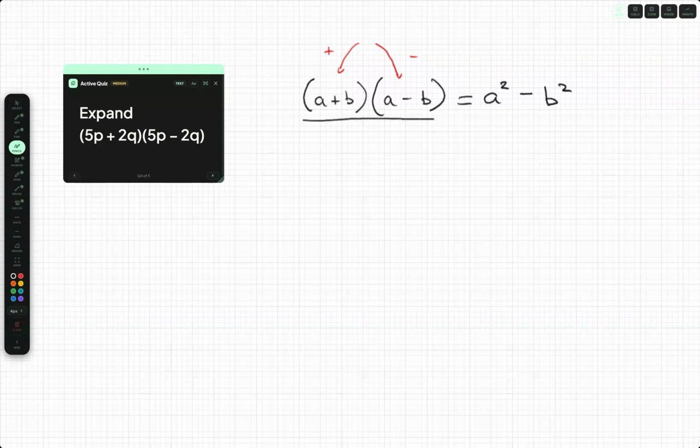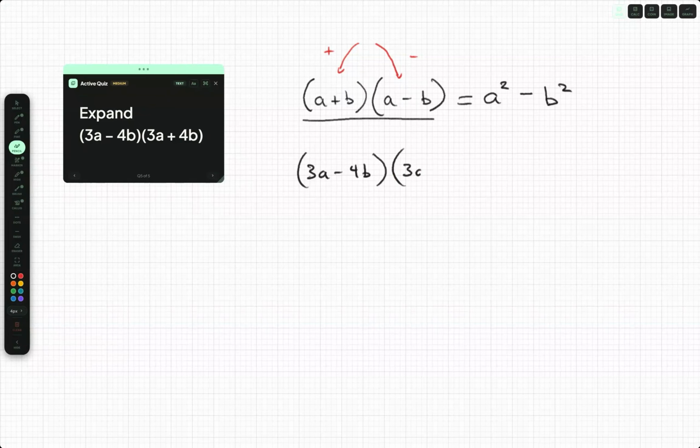Alright, let's do the last one now, which is 3a minus 4b multiplied by 3a plus 4b. Wow, it's difference of squares again. So let's take the first term, 3a, let's square the entire thing, minus the second term, 4b, square the entire thing. Alright, 3a squared. 3 times 3 is 9, and then add on the a squared, minus 4 times 4, which is 16, and add on the b squared. And that's it, and you're done.